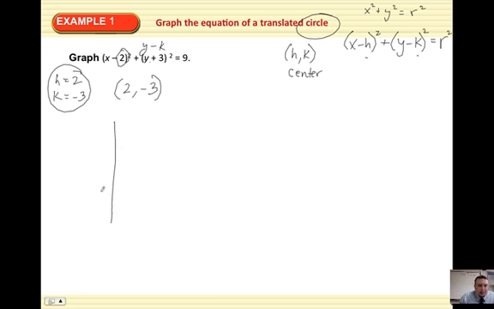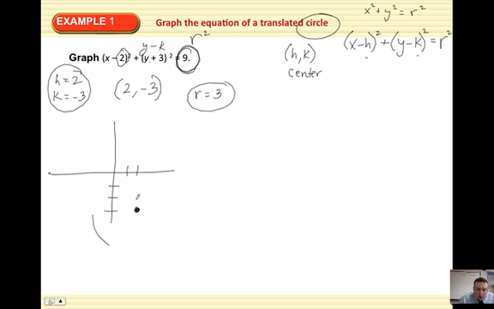We can graph that. 1, 2, comma, negative 1, 2, 3. There's our center of our circle now. We're going to have a circle down here. So, what else do we need to know to make this circle? Well, this is r squared, right? So if r squared is 9, that means r equals 3. So therefore, we have a radius of 3.